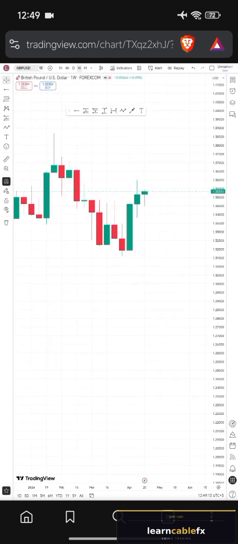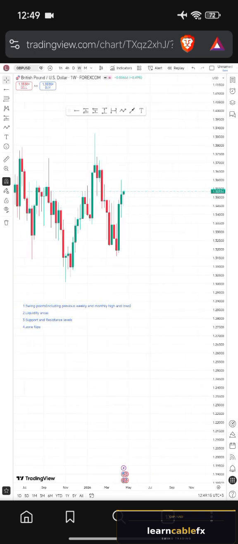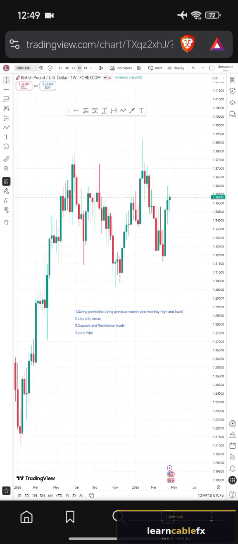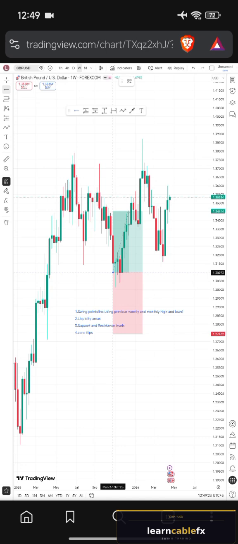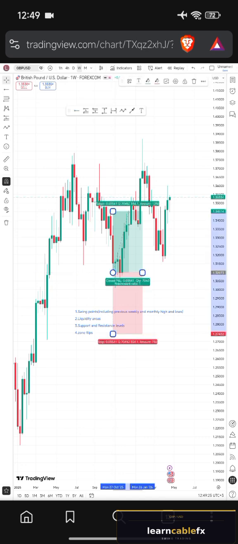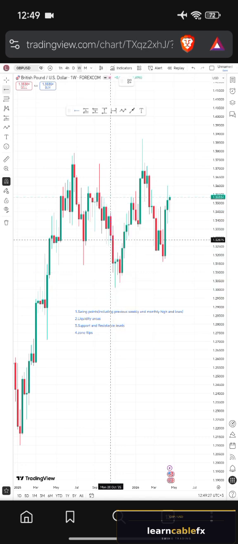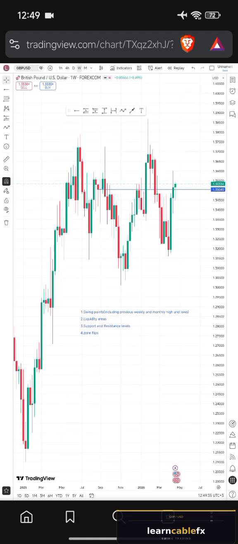The weekly time frame. This level over here. This level over here, it acted as a resistance. Price retested it. Price retested this level and it rallied all the way. Yeah, that's a resistance.